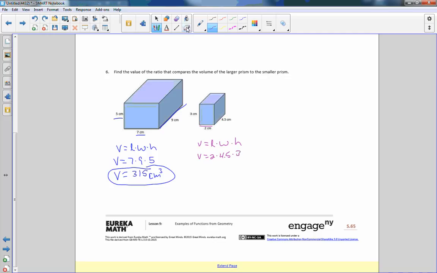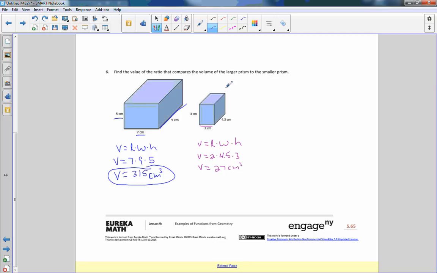Why is that not erasing the last thing I did? Okay, so this is times 3. So volume equals 2 times 4.5 is 9. 9 times 3 is 27 centimeters cubed.